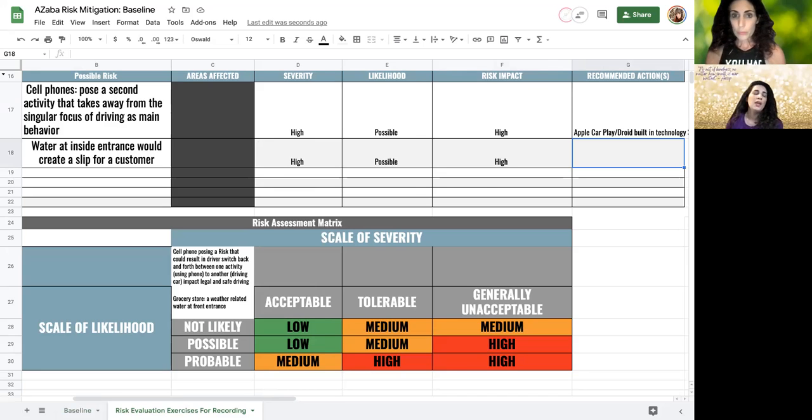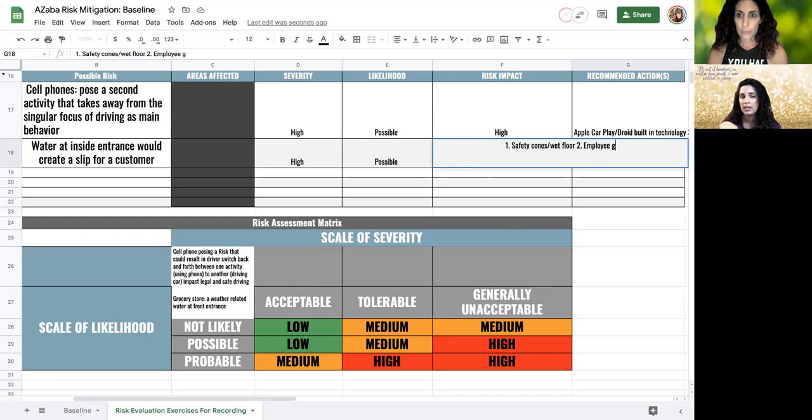Okay, I got it. Using the safety cones, you can do the orange cones or the caution wet floor signs that they have. You can put those up. You can have an employee stand and monitor the area and let customers know, hey, there's wet floor, please go around, like block that until someone's able to come and clean that up.